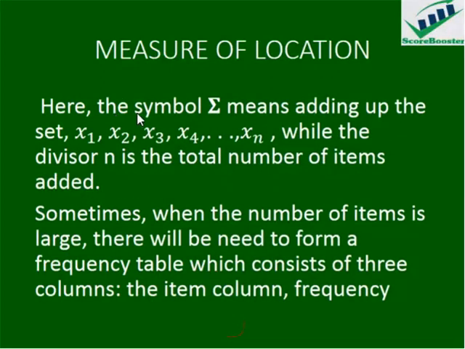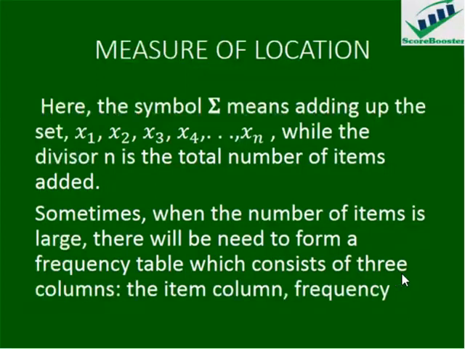This symbol means adding up, as I've explained. So that's adding up the set of items given, and the divisor, which is the total number of items, is n. There are sometimes when the number of items is large, that is, we will not have small numbers like this. x1 can repeat itself many times, x2 can repeat itself many times, x3 can repeat itself many times, and that is when we have to construct a frequency table.